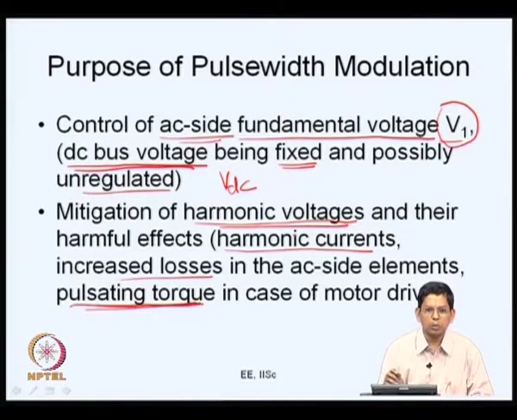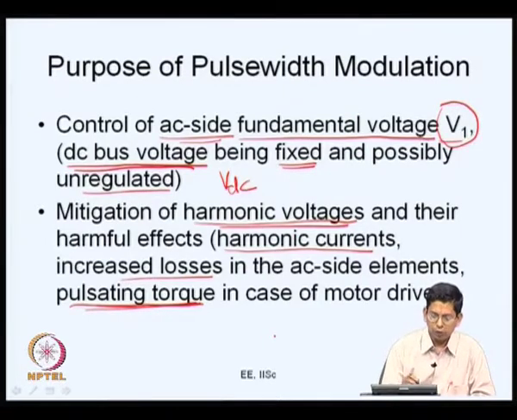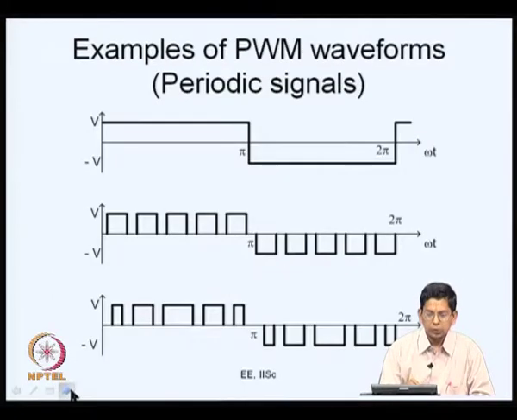So, this is what I would call the basic purpose of pulse width modulation, and we go further to see how we control fundamental voltage, how to calculate harmonics, and how to calculate the harmonic currents and things like that. Now, the moment I said that it is a PWM waveform, these are some examples of waveforms that we will see in DC to AC converters.